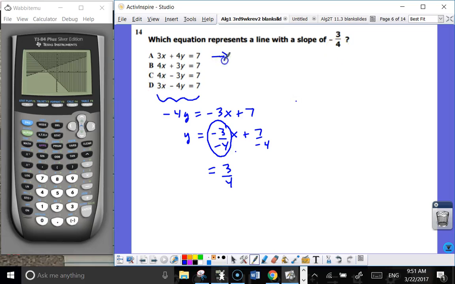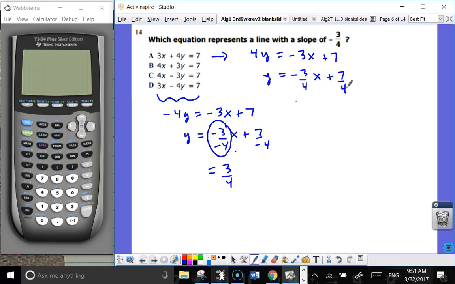So try this one. 4y equals negative 3x plus 7. Y equals negative 3/4 x plus 7/4. Okay, we want to know the slope, which is whatever the number is in front of x, so it's negative 3/4. That's why it's letter A.